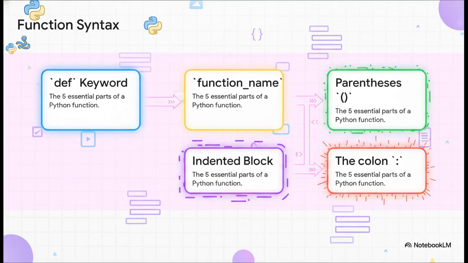Then you have the colon. That little dot is super important. It signals that the function's code is about to begin. And finally, you have the indented code block. This is a big deal in Python. That space at the beginning of the lines is how Python knows what code actually belongs inside your function.